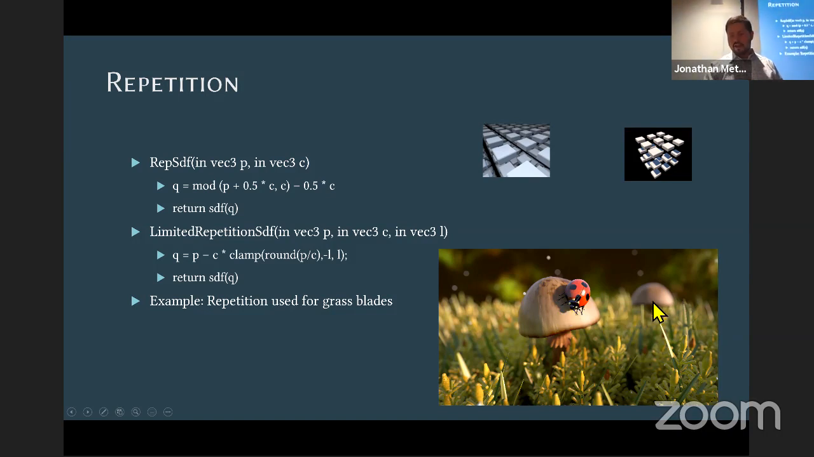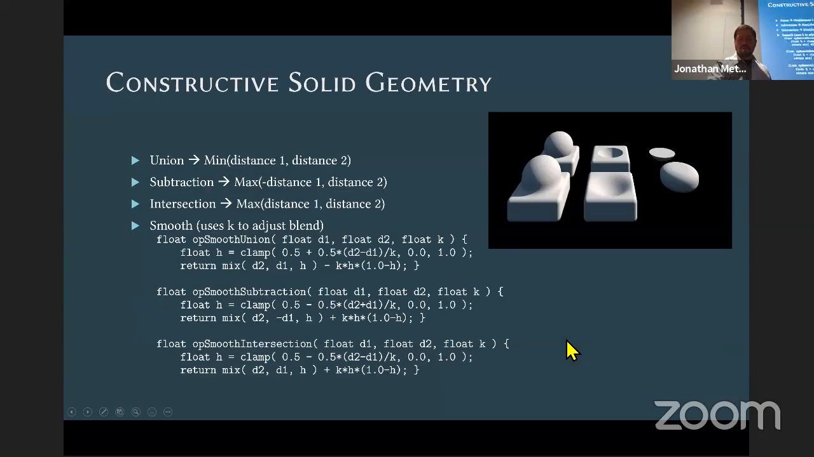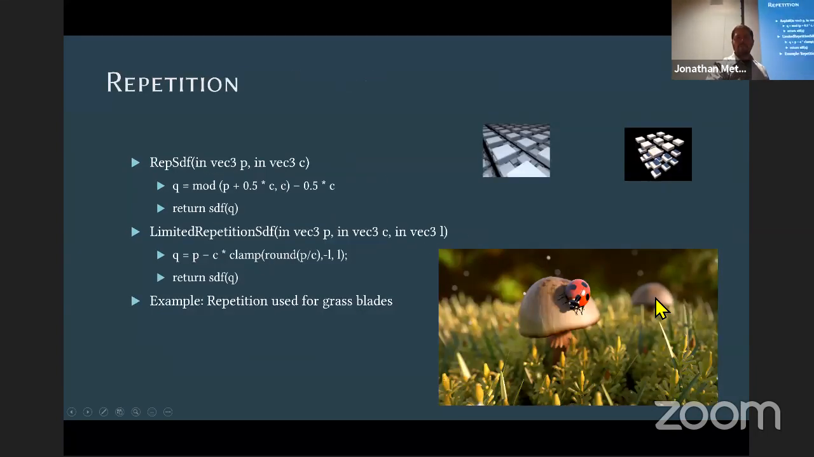So I can tell from looking at this, they probably used a mirror, they probably used a symmetrical operator between this mushroom and this mushroom. They obviously use repetition for these plants, okay? Because they're more or less, they look the same.